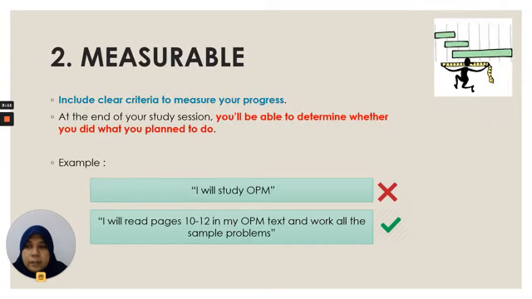M for measurable. So include clear criteria to measure your progress. So at the end of your study session, you'll be able to determine whether you did what you planned to. For example, I will study OPM. This is not something measurable. So the measurable one should be, I will read pages 10 to 12 in my OPM text and work on the sample problem.